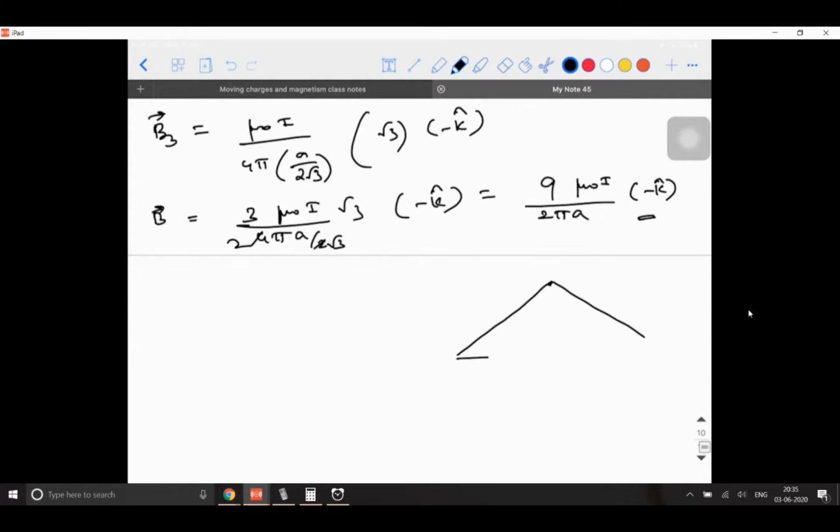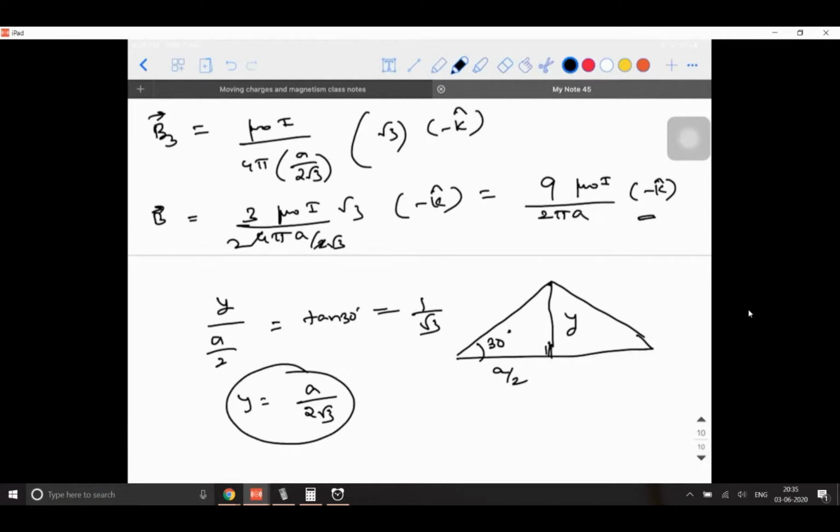Yeah, for those who ask how did I take the distance: if I take this distance as y, this will be a by 2. This is 30 degrees. So y by a by 2 will be equal to tan 30. Tan 30 is 1 by root 3. So y will be equal to a divided by 2 root 3. Sir, it's an equilateral triangle, should be 60 degrees, right? It is an angular bisector.